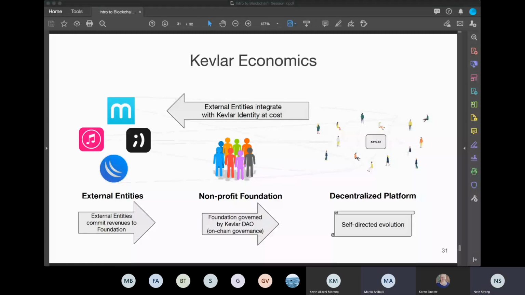Right. Mark, how long have we been working on Kevlar? It's all a blur. What was that? We started it probably 2018, late 2018, yeah. We started digging into the architecture of it early last year.